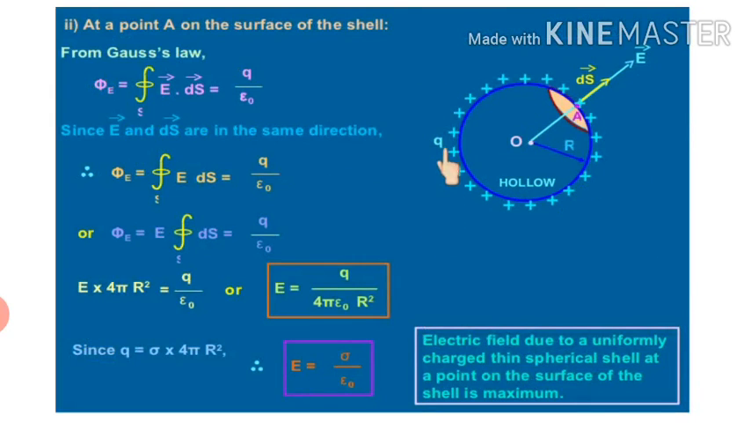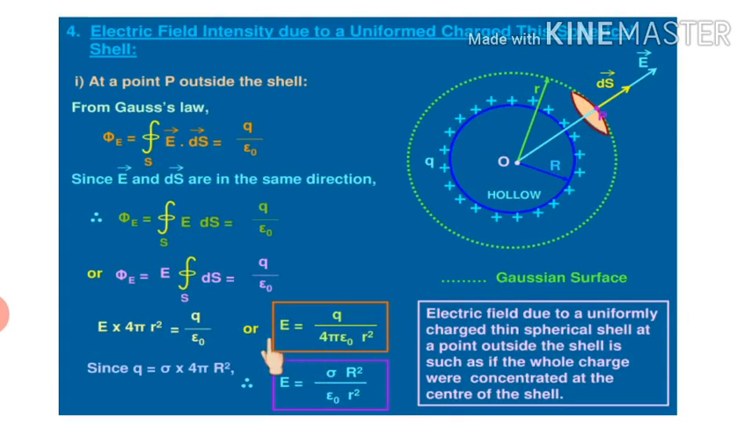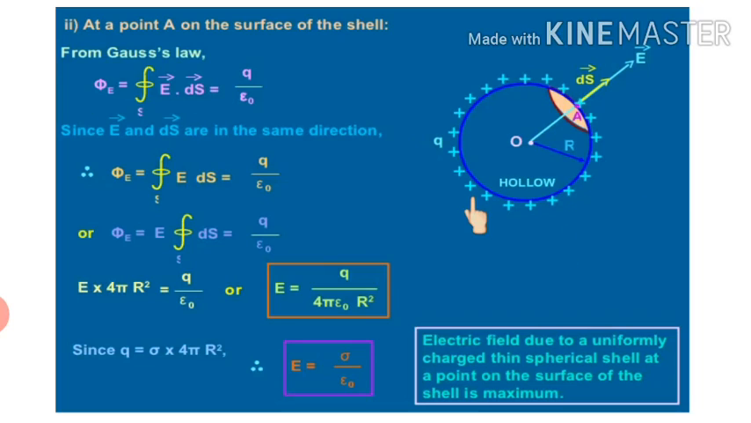Now suppose we want to calculate the electric field at any point A which is lying on the surface of the shell. Before that, we calculated at any point outside the shell. Now the point A is on the shell. So in this case, we have already calculated the expression that E equals Q upon 4 pi epsilon naught r square, because that time the distance of the point from the center of the sphere was small r. In this case, what is the distance of this point A from the center of the sphere? It is capital R. So simply small r will be replaced by capital R. So that's why we have written over here E equals Q upon 4 pi epsilon naught R square.